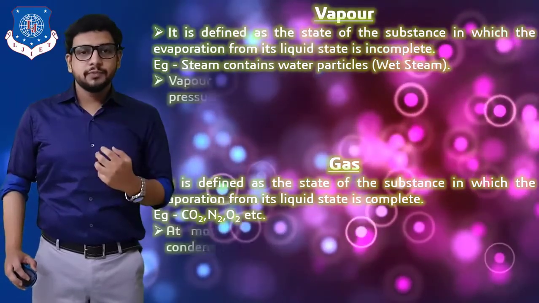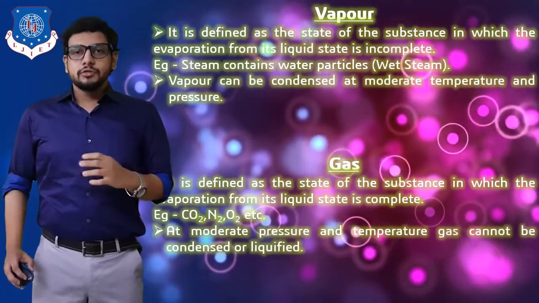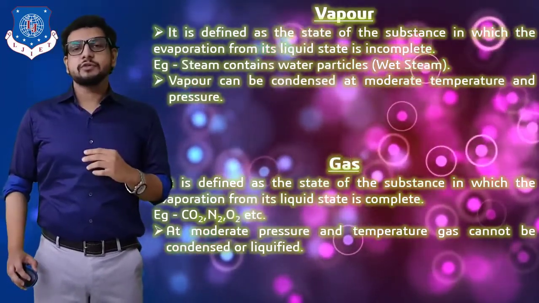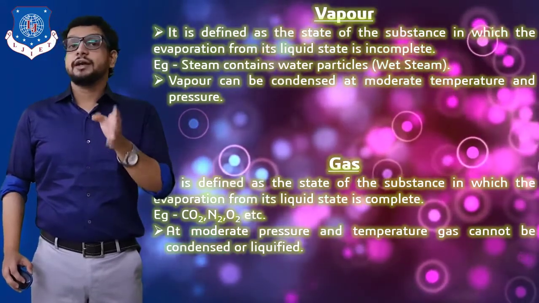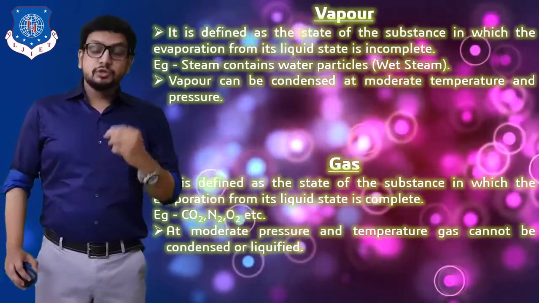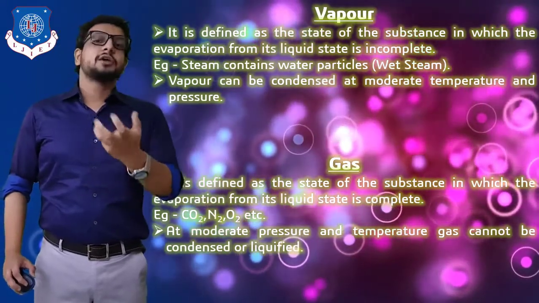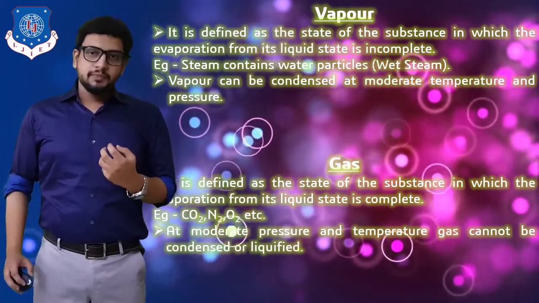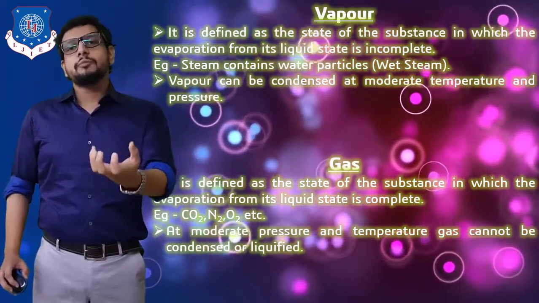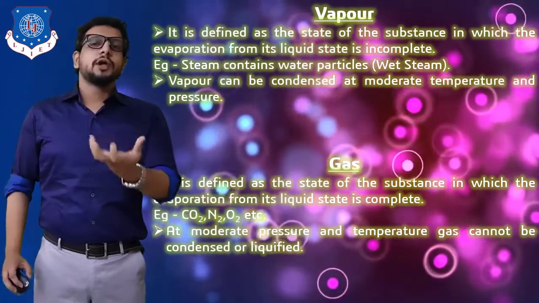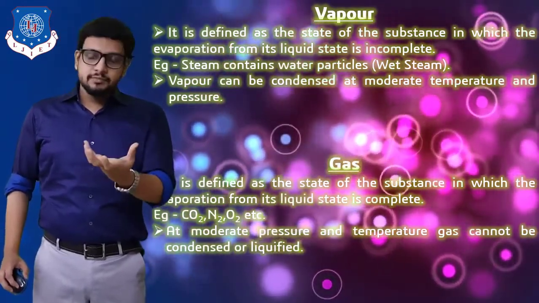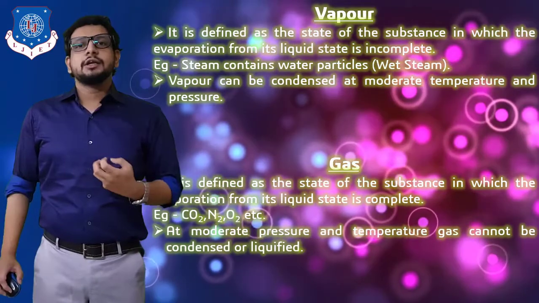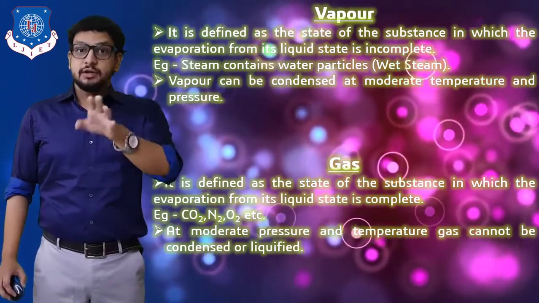Now let's see our next point: in case of vapor, condensation at moderate temperature and pressure can take place, whereas in case of gas, condensation at moderate temperature and pressure is not possible. Moderate temperature and pressure is basically STP condition, standard temperature and pressure. The example is very obvious: when we keep steam for a longer period of time in the surroundings, what is going to happen? That steam will get condensed because of heat transfer between the system and the surroundings, and finally it will reach its liquid state, that is, condensation is possible.